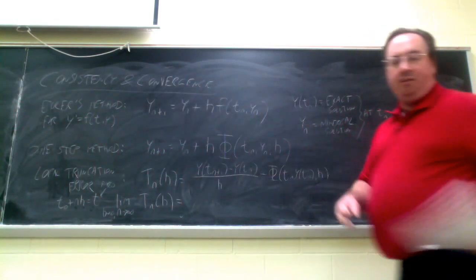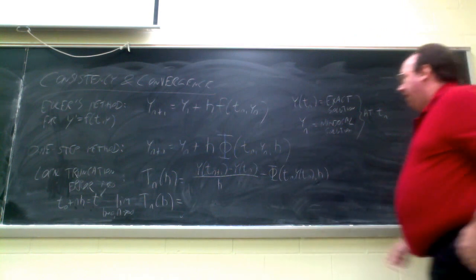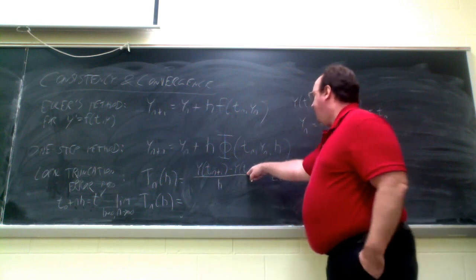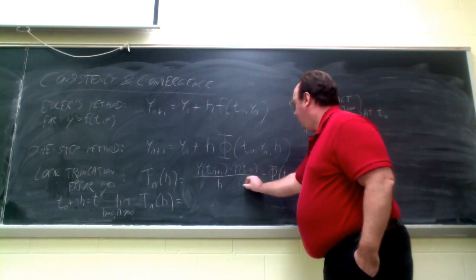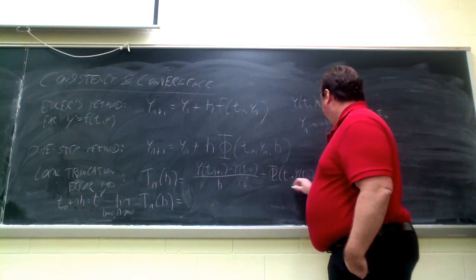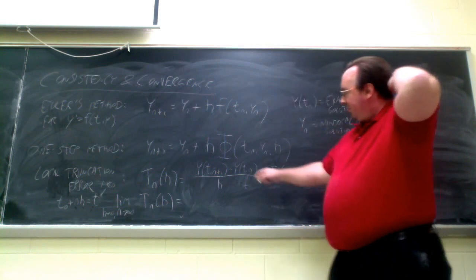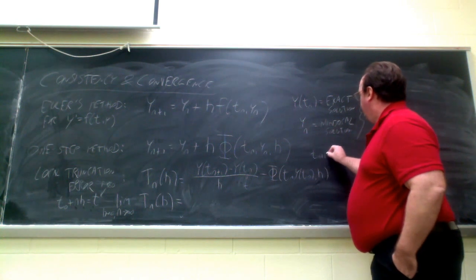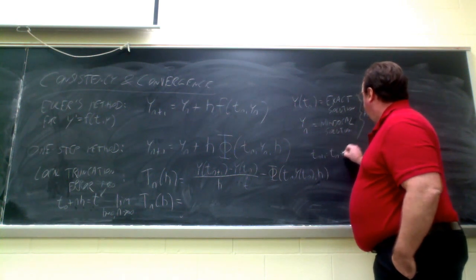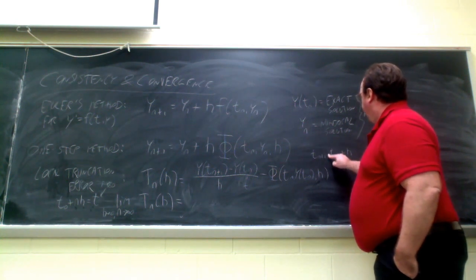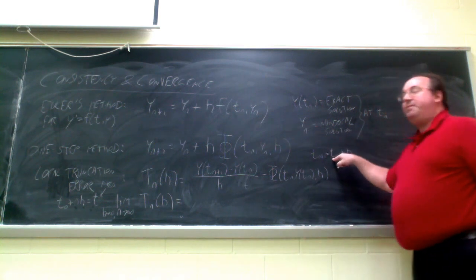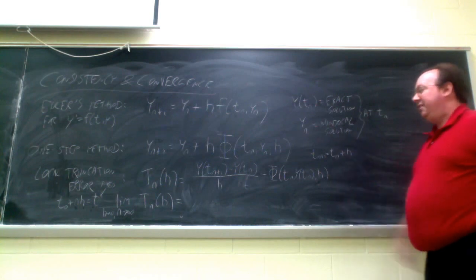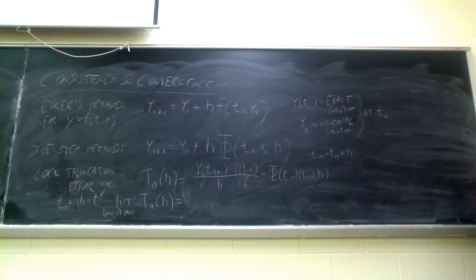Okay. So the reason for that is, in other words, this is some fixed time t, whereas t_{n+1} is t_n plus h. So even though this is remaining fixed, this is not. It's getting closer and closer to t_n. Okay. All right.